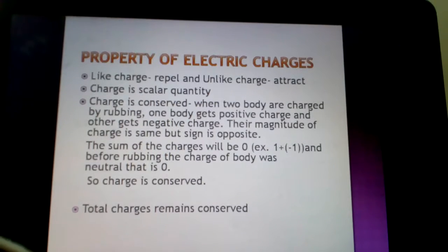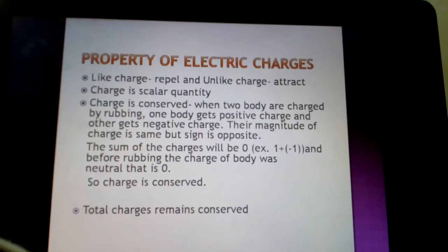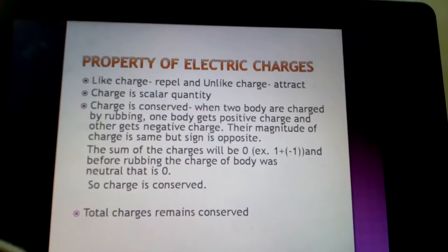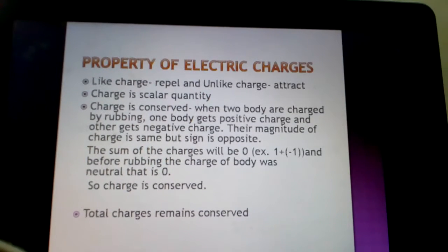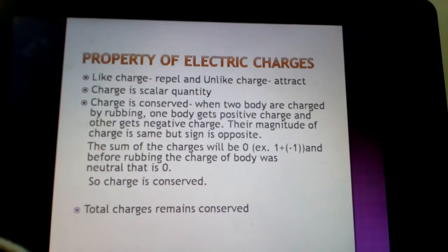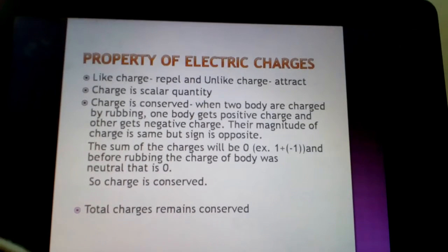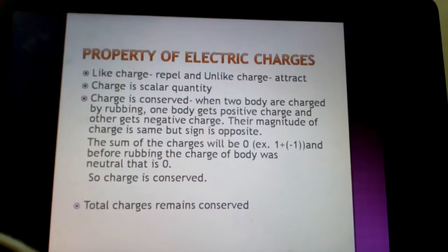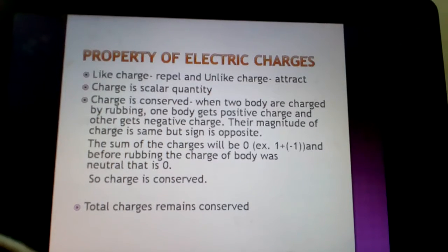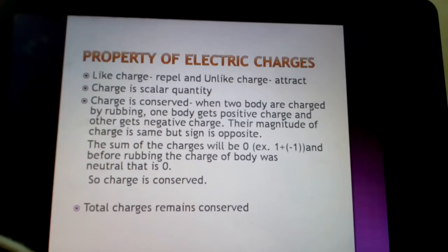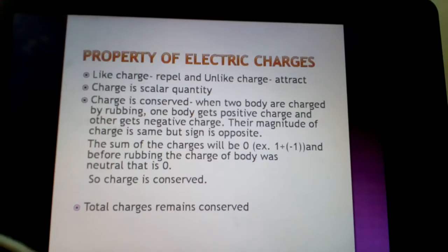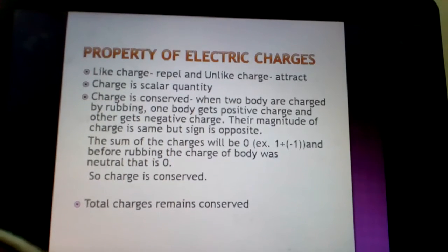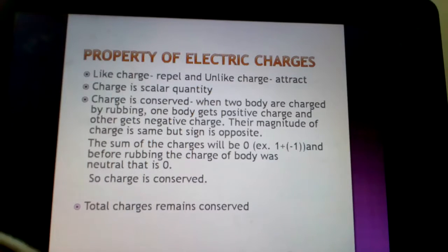Now the properties of electric charges. What are the properties of electric charges? The first one is that like charges repel each other and unlike charges attract each other. If we take two bodies both of positive charge, then obviously they repel each other. And if we take a body of positive charge and another of negative charge, then they attract each other. Now the second point: charge is a scalar quantity, meaning it has magnitude but no direction.